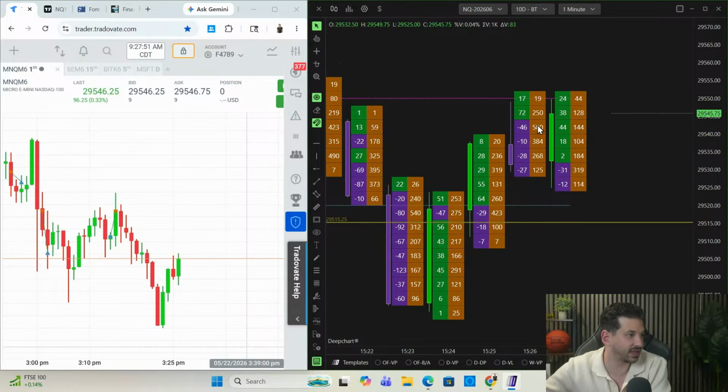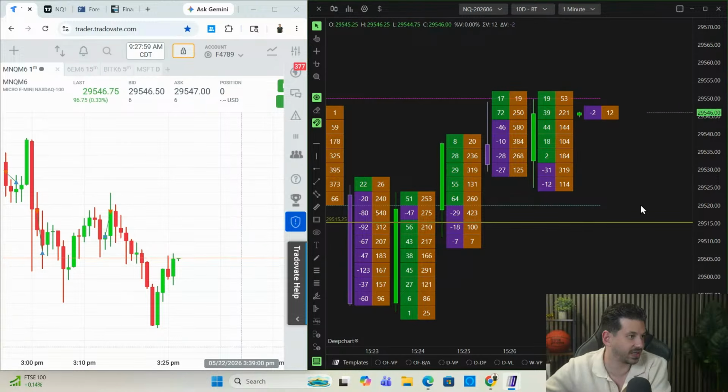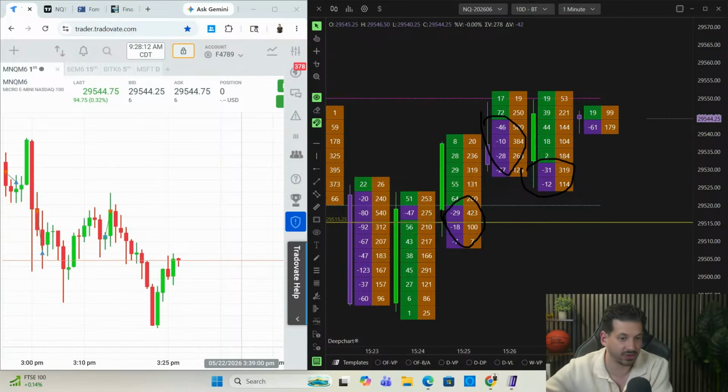I think the sellers tried to take over here, failed. I think buyers might be able to push this up now. We're starting to see the volume distribution look very bullish. Sellers more at the bottom, right? Potentially buyers might be able to take control here. It's still not perfect. Oh, that was quite good.